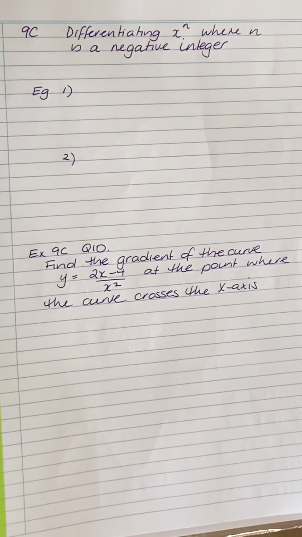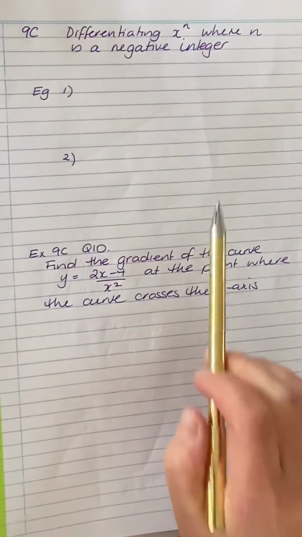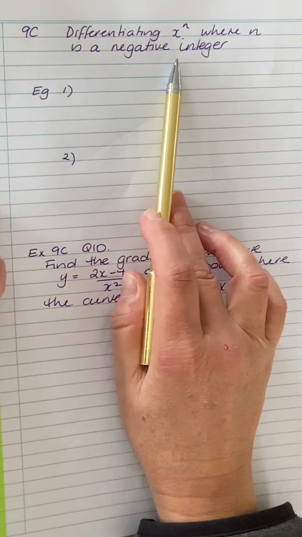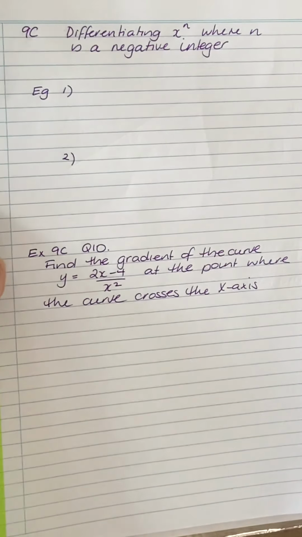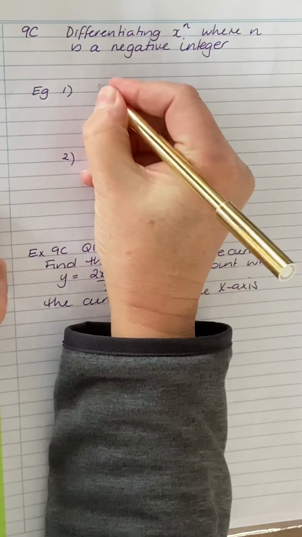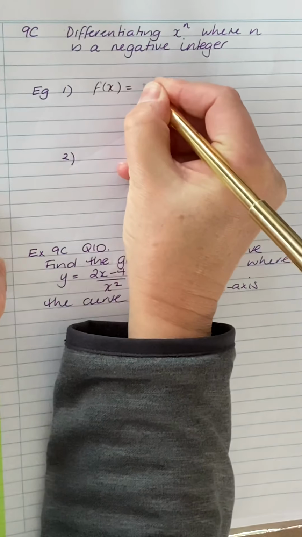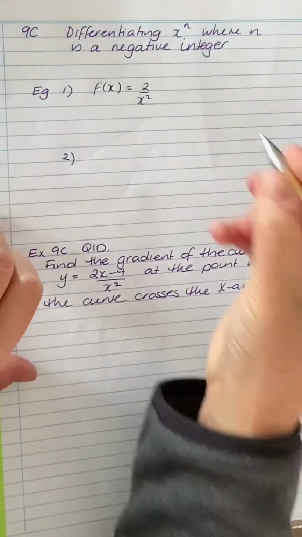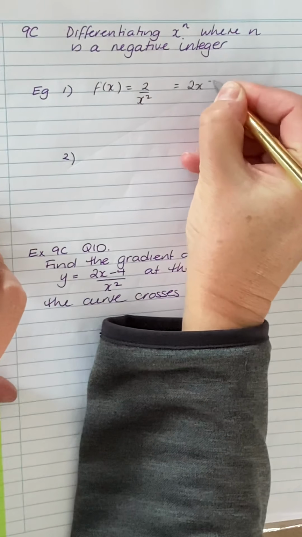Let's have a look at 9c, which is really quite similar to 9b. There's not much difference at all. So we've got x to the n, but in this case, n's a negative integer, so a negative whole number. So the first one we'll do, if we had f of x is 2 on x squared, I can write that as 2x to the minus 2.